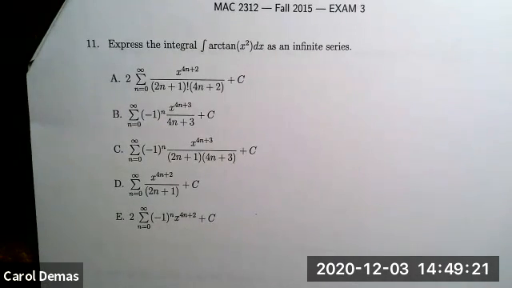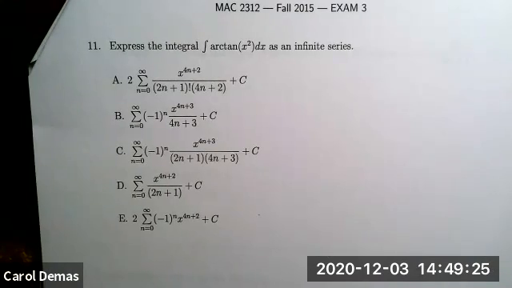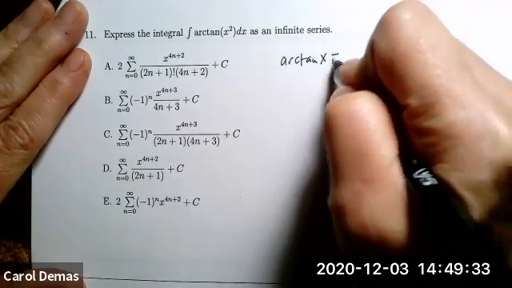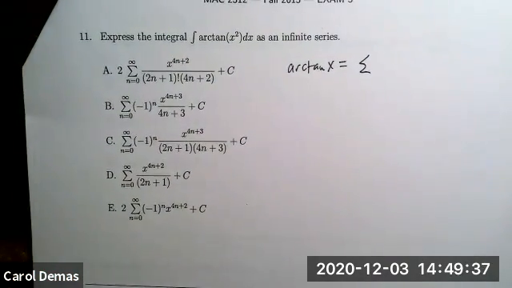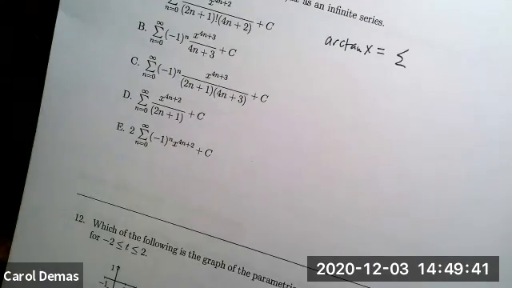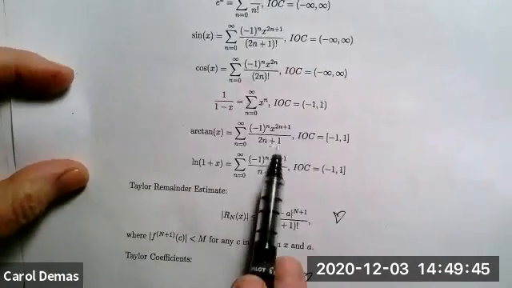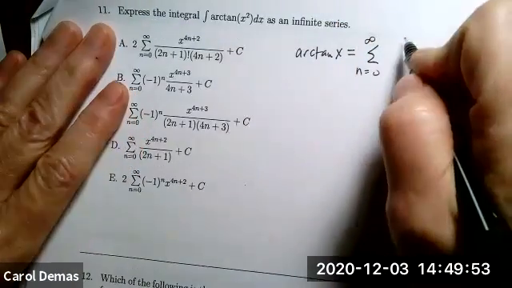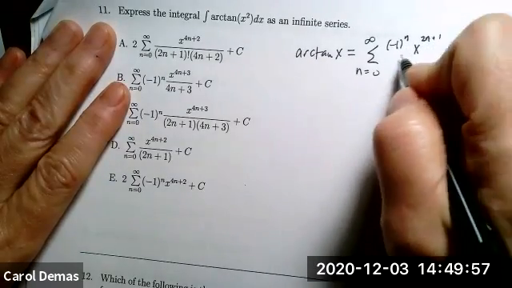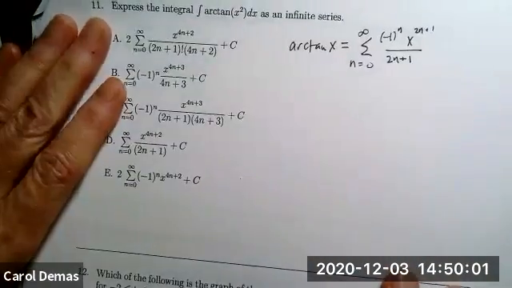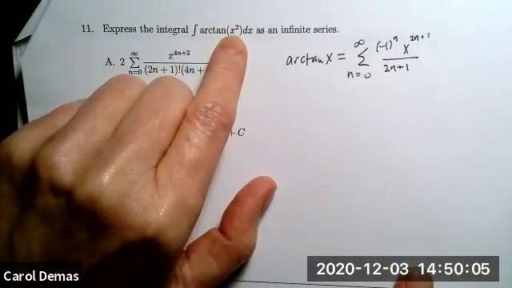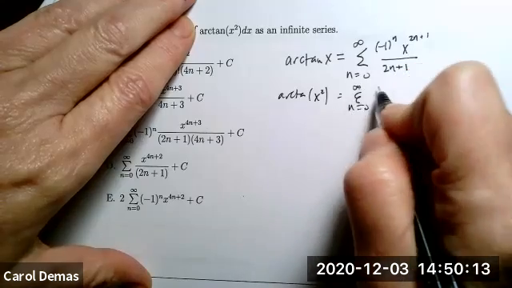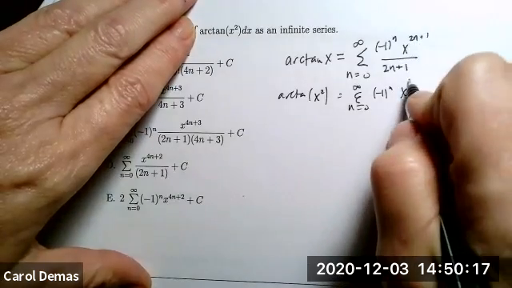Okay, who's ready for number 11? Okay, what do we have for arctangent of x? Does anybody remember? It's on your sheet. Arctangent of x? It's right here. Okay, we want arctangent of x squared. So I'm going to replace x with x squared. So when we replace x with x squared, we'll have 4n plus 2.